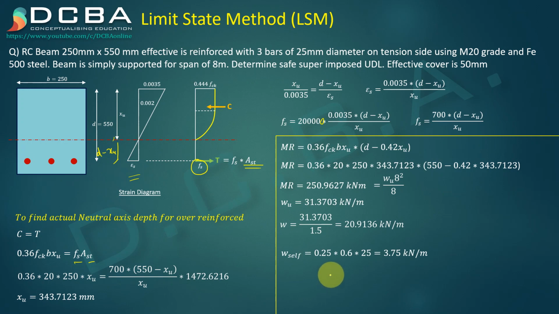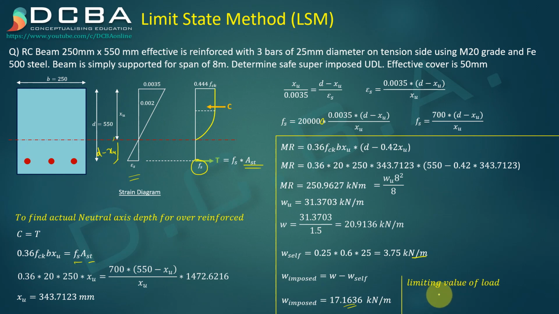And self weight will be 0.25 into 0.6 into 25, which is 3.75 kilonewton per meter. This we already found. So W imposed is W minus W self, correct? W imposed is 17.1636 kilonewton per meter. So this is the superimposed load value that if you put on the beam, your section will become over reinforced.